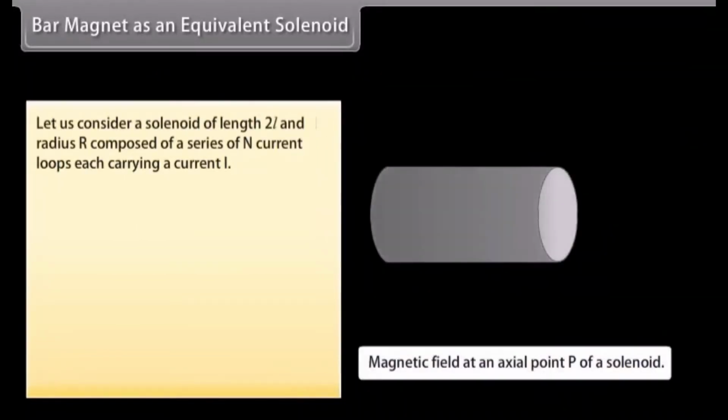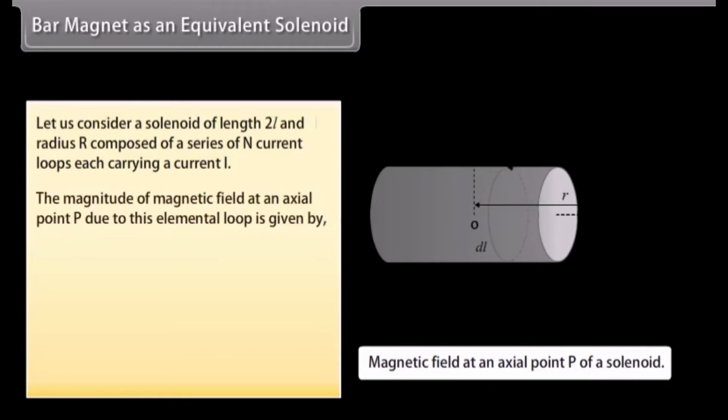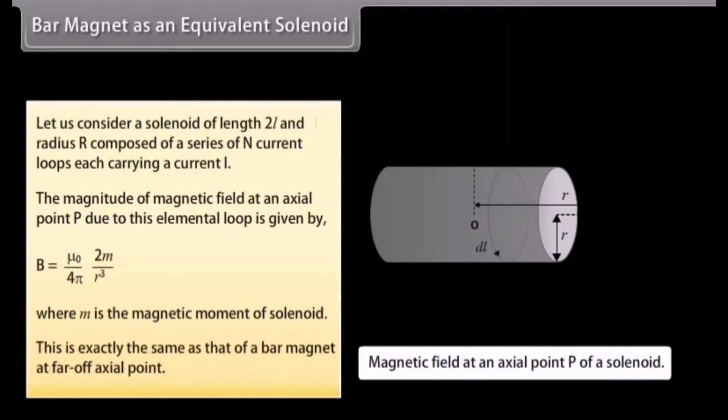Let us consider a solenoid of length 2L and radius r composed of a series of n current loops, each carrying a current I. The magnitude of magnetic field at an axial point P due to this elemental loop is given by μ₀/4π multiplied by 2m/r³, where m is the magnetic moment of the solenoid. This is exactly the same as that of a bar magnet at a far off axial point.